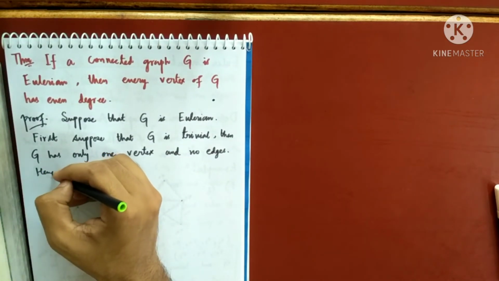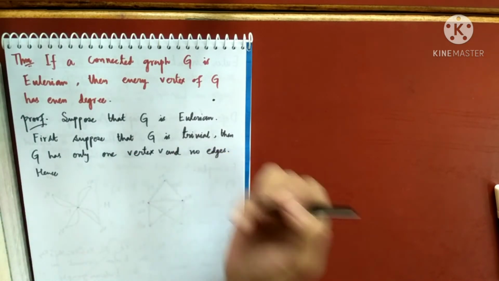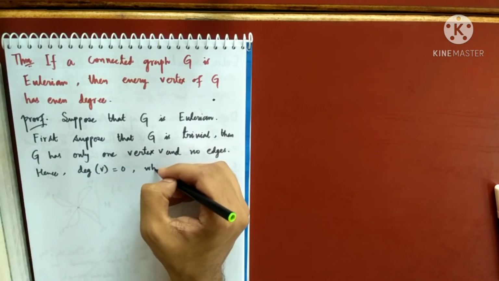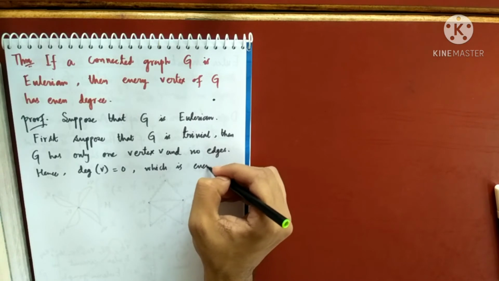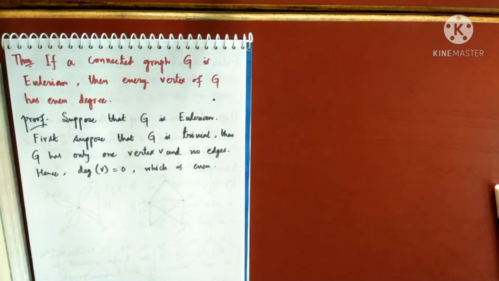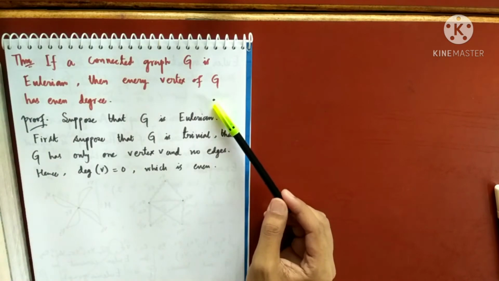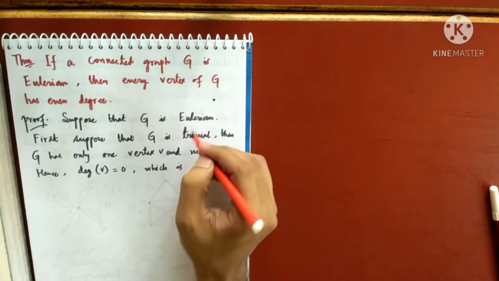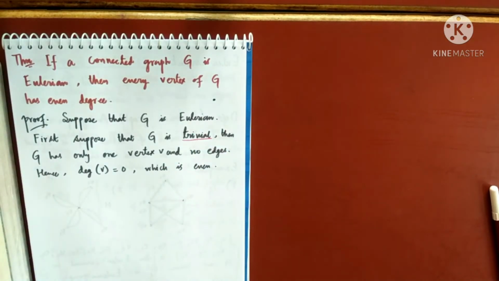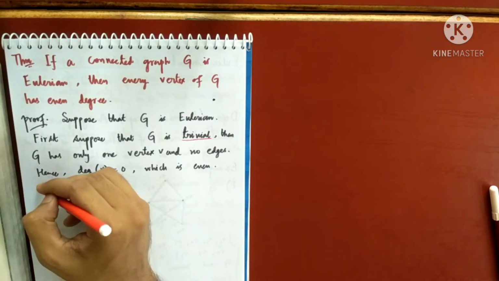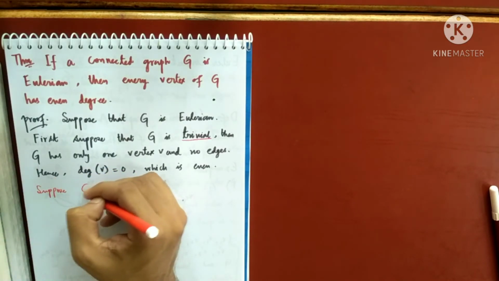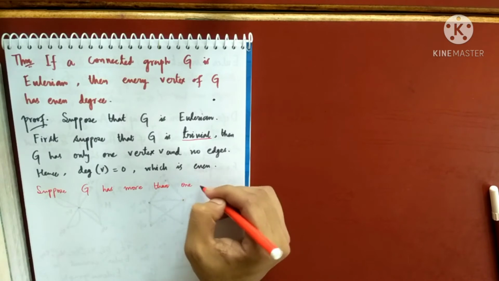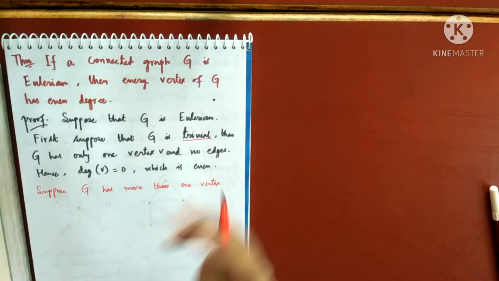Hence, one vertex, suppose I name that vertex V. Degree of V is 0, which is even. So we are done. If my graph is a trivial graph, then I will only have one vertex whose degree is 0, which is even. We are done with the proof when I am assuming that my graph is trivial. So let's do the proof for a non-trivial graph. That means suppose G has more than one vertex. That means I'm talking about a non-trivial graph.